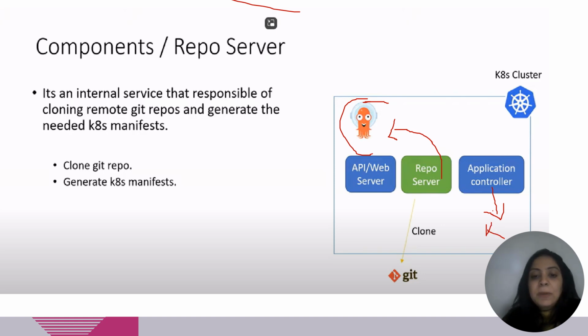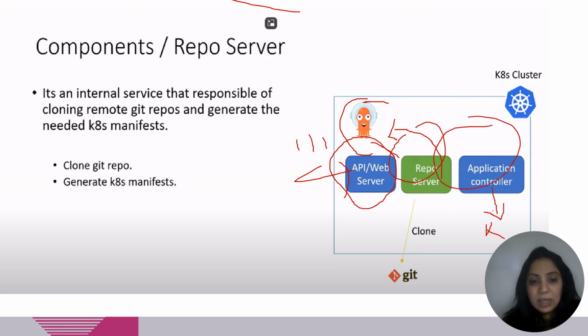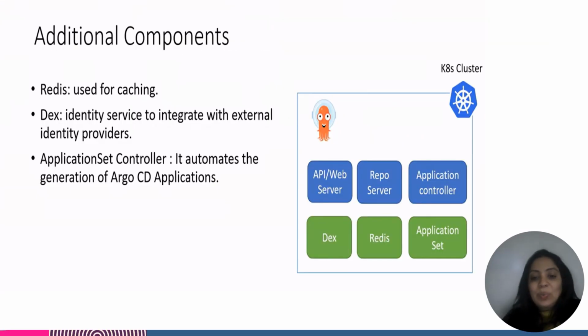And then the API web server is used for my UI and for the cloning purposes. Because a user will not come directly there; by UI and by CLI, they will interact with my API web service. So we can say these are the three different microservices, right? And the main part is that it generates my K8s manifest to check whether the data is in sync or not.